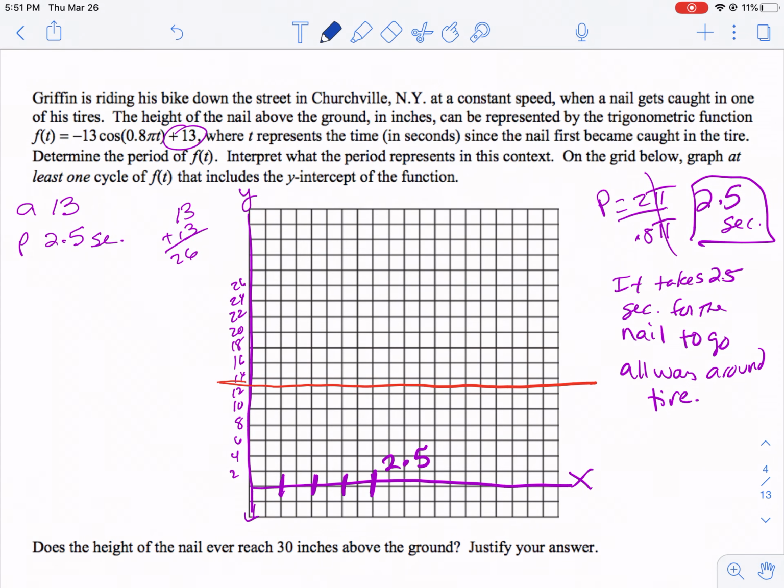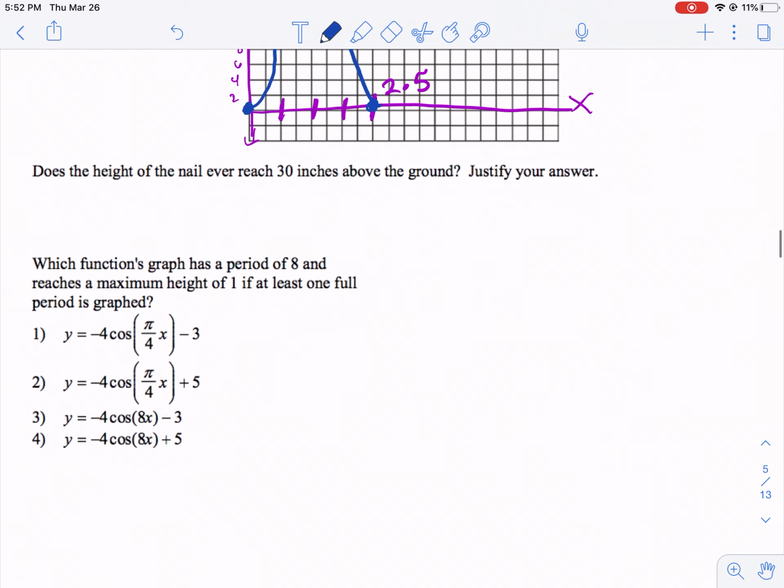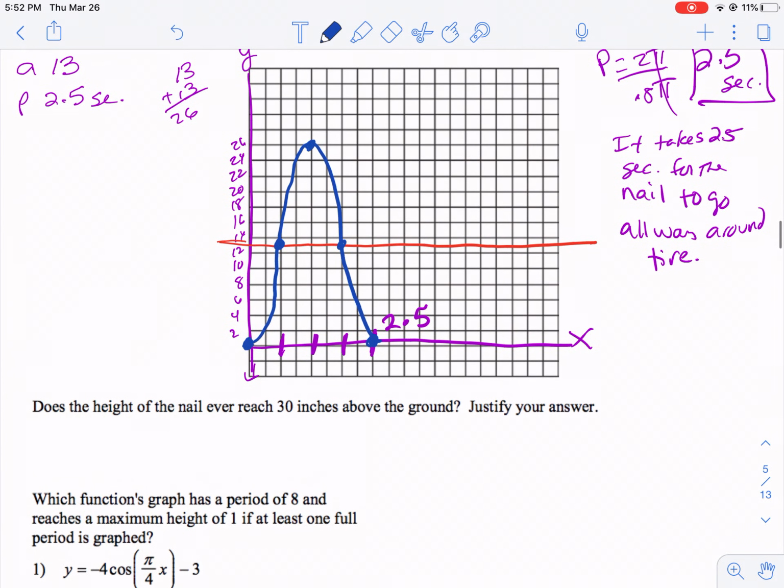Alright, so it's a cosine curve, and because it's negative, it's upside down, so we're going to start down 13 from the midline, which is down to the 0. So then we're going to go to the midline, up to the maximum, down to the midline, back down to the 0, which is the ground. Connect the dots. And there's your graph. That was a 6-pointer on the Regents exam. Oh, determine if the height will ever reach 30 inches. No, the max height is 26.